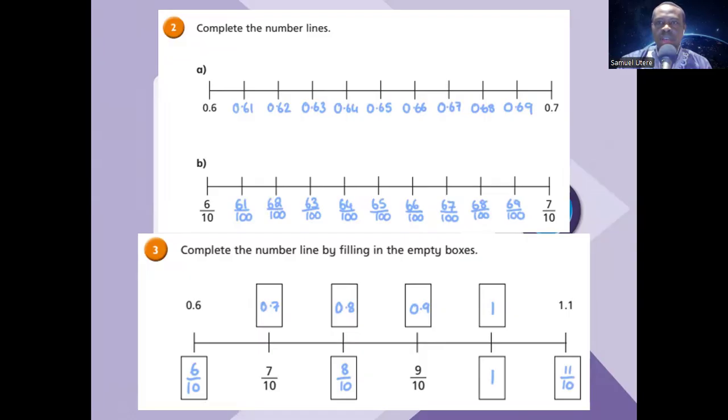Now, the value of each interval will be 0.1 divided by 10, which will be 0.01 or 1/100th. So, to complete the number line, we can begin to add 0.01 each time to the numbers. And that's why we get these values.